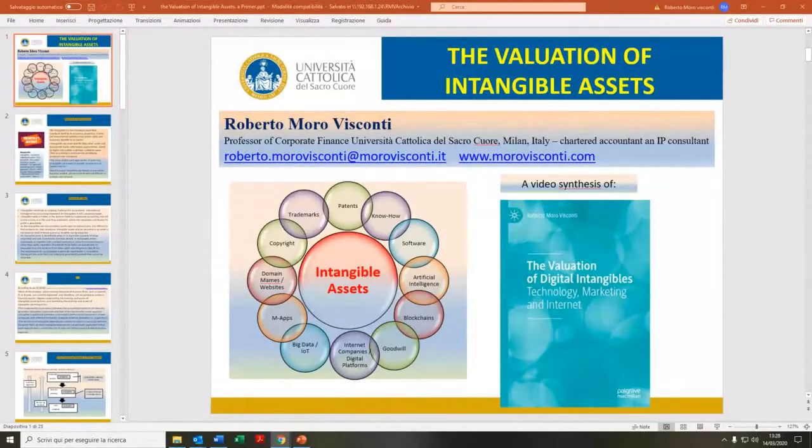The valuation of intangible assets. We are going to consider some general principles regarding how to evaluate intangible assets, following the principles that are established by the academic field and the practitioners. This is taken from chapter 2 of my book, The Valuation of Digital Intangibles, of Palgrave Macmillan.